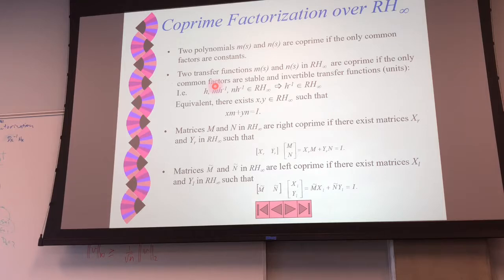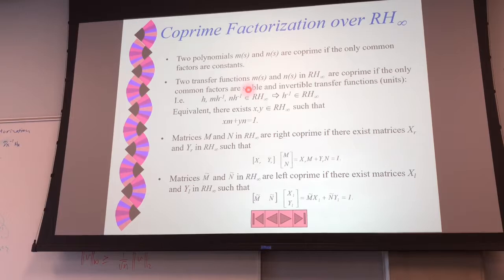Let's do this. So you have two transfer functions, N and M, in RH infinity. Right now we are not talking about just a simple polynomial anymore. We are talking about transfer functions, so it's a polynomial divided by a polynomial. In RH infinity, these two transfer functions are considered coprime if and only if the common factors are stable.